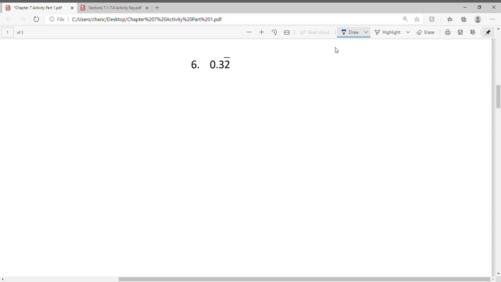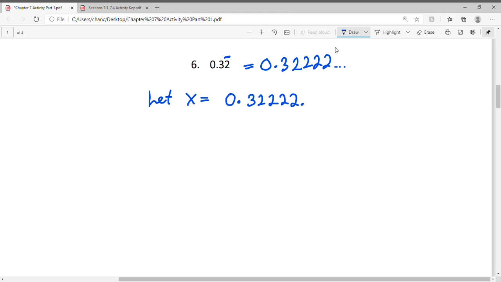In question 6, we have 0.32 bar, which means only the 2 gets repeated forever. Not the 3, only the 2 gets repeated forever, since the bar is only over the 2. We'll use a similar strategy. Let's let x be equal to this decimal number. And now I want to get it so that the 3 is in front of the decimal because I want to cancel out these repeating 2's.